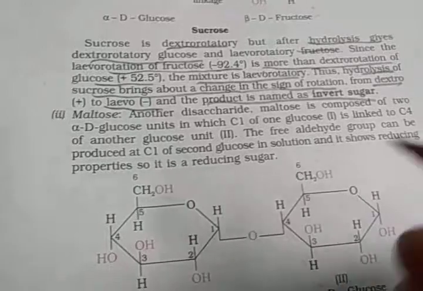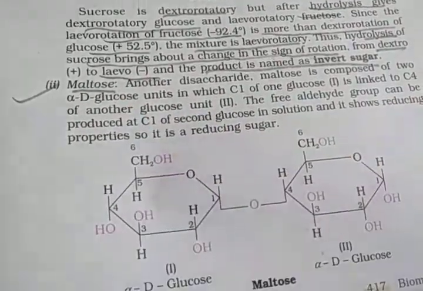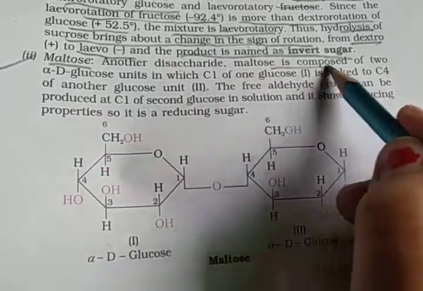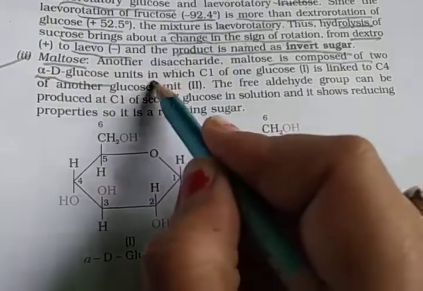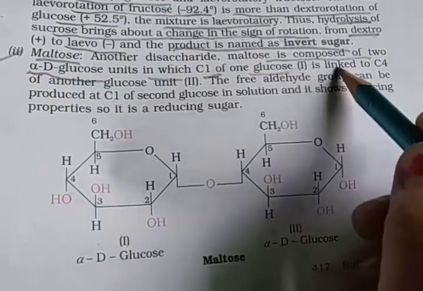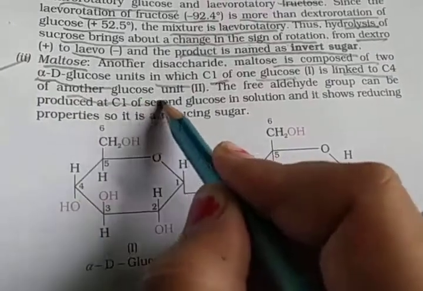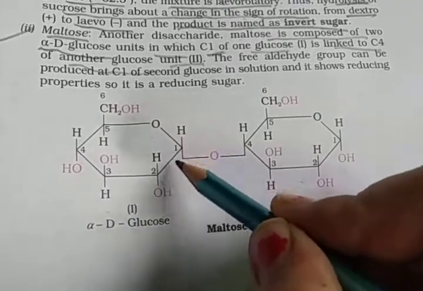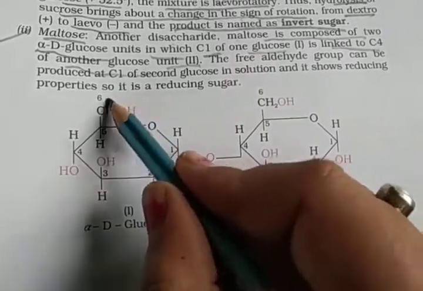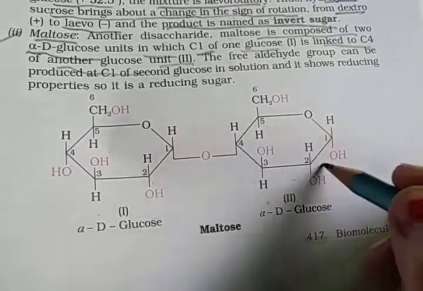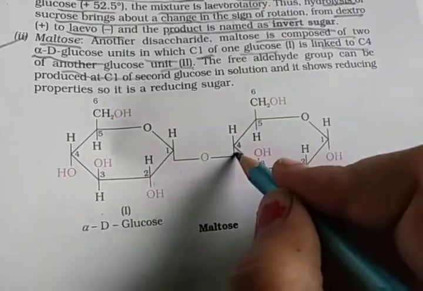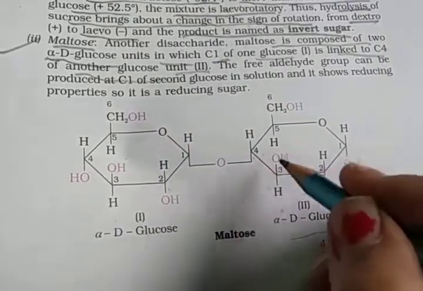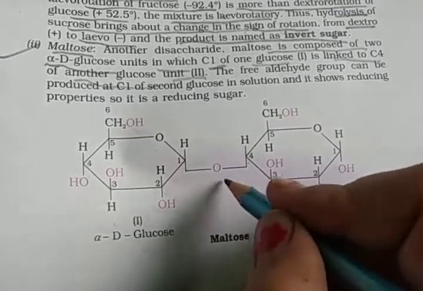Then the next example of a disaccharide is maltose. Here you see both are glucose. Maltose is composed of two alpha-D-glucose units. Carbon 1 of one glucose is linked to carbon 4 of the other glucose unit. Here you see this is alpha-D-glucose, with oxygen and carbon numbers first, second, third, fourth and fifth, and the same for the sixth. So the first carbon is attached to the fourth carbon of the other glucose, bound by oxygen. So it is a glycosidic bond.